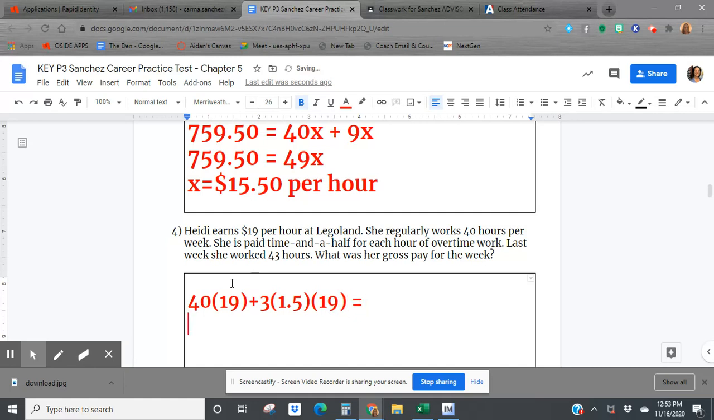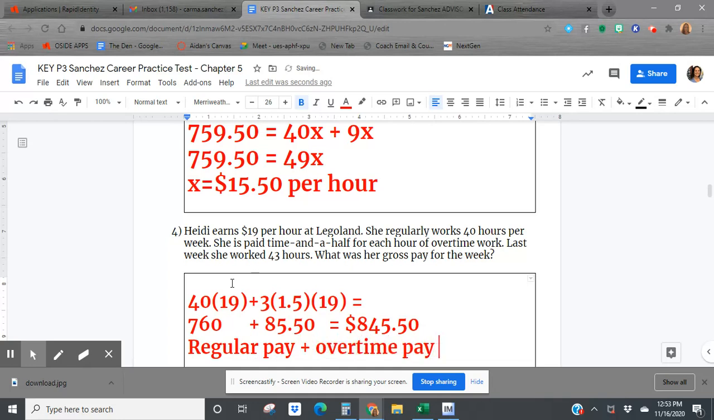So if I do 40 times 19 in a calculator, I get 760. If I do 3 times 1.5 times 19, I get 85.50. Total that up, I get $845.50. And that's her weekly pay. So her total pay was her regular pay plus her overtime pay, and that equaled the total pay.